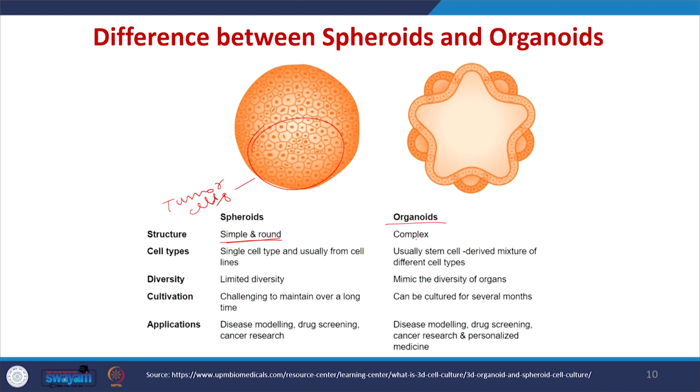When compared to these, organoids have a complex structure. In spheroids we use a single cell type, usually from cell lines, and in organoids we use a stem cell derived mixture of different cell types that mimics exactly the diversity of organs. That is why it is called an organoid. It mimics the original function of the organs. Spheroids can be cultured for a certain amount of time, but organoids can be cultured for several months. The applications of spheroids are disease modeling, drug screening and cancer research. In the case of organoids, in addition to this, we can also use them for personalized medicine.